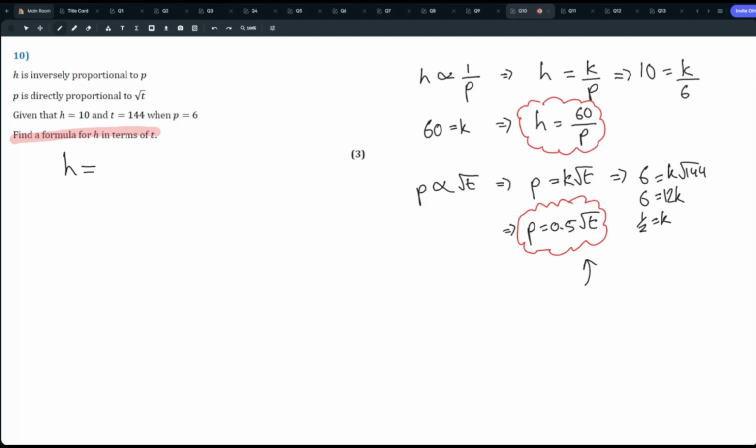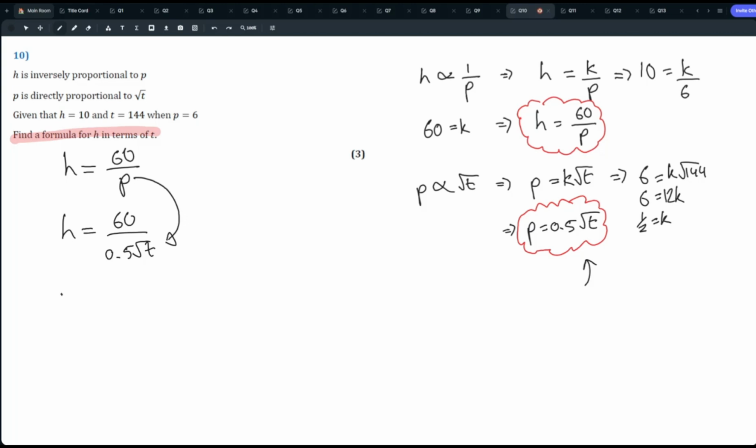Okay, so how do we do this then? Well, if you notice, do I need to rearrange for T? No, I don't, because if H is equal to 60 over P, we have an expression for P here, it's 0.5 root of T. That means I can get a formula for H in terms of T because I could just replace P with 0.5 root T. So remember P is 0.5 root T, so I could just swap that out for the expression and this is what I get. Now this does answer the question and I can finish there.